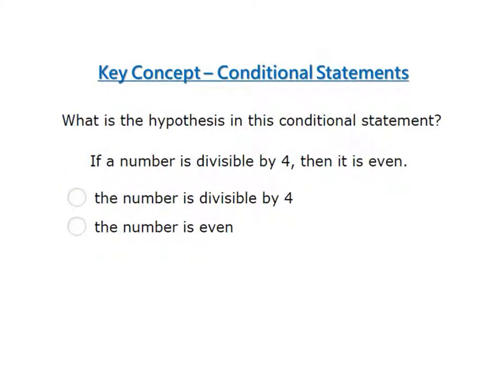Here's an example of the problems that you're going to see. What is the hypothesis in this conditional statement? If a number is divisible by 4, then it is even. Remember, a hypothesis comes after the word if. And what comes after the word if is a number is divisible by 4. So that would be the correct answer. The number is divisible by 4.